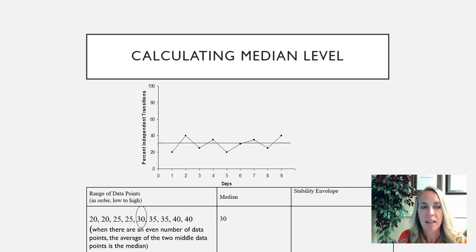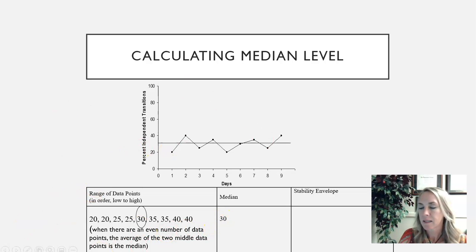So let's talk about how to calculate median level. Well, median is the middle number, right? So if we took all of these data points right here and we put them in order, the values in order, the median is the one in the middle. So in this case, 30 is your level. So we might describe that as a median of 30, or we might describe it as low.